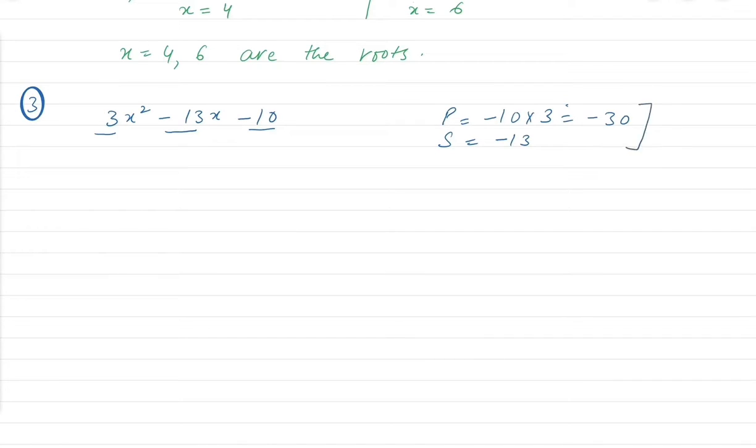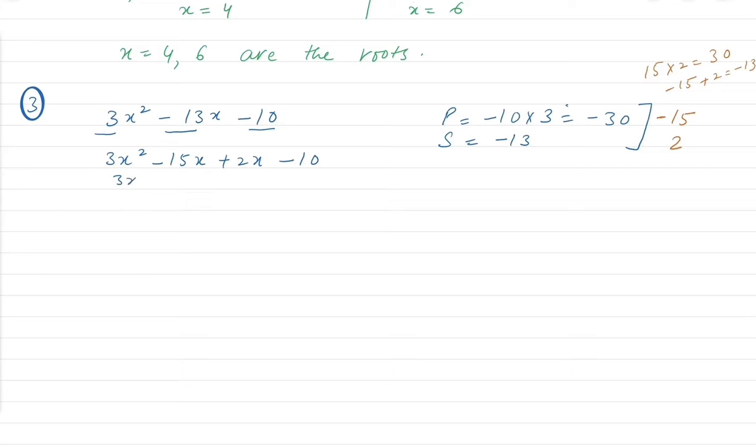Now we know that 15 times 2 is 30, so we can take 15 and 2. But we need minus 30 as the product and minus 13 as the sum. What we can do is take minus 15 and plus 2, and we know that plus times minus is minus. The minus sign is with the bigger number, so minus 15 and 2 give me minus 13. Now put the values: 3x square minus 15x plus 2x minus 10.